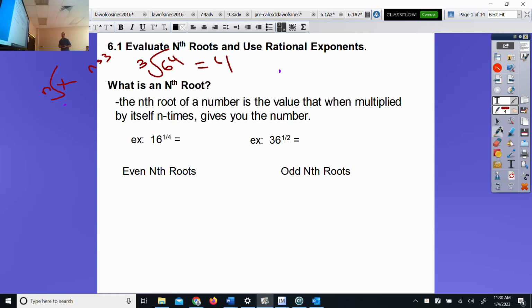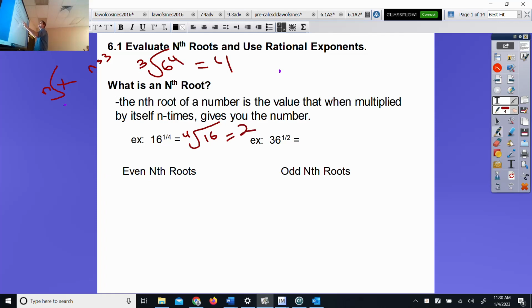So 16 to the 1/4 power, you may not know what that's asking you, but some of you might. Do you know what root it's actually asking you to take of 16? It's asking you to take the 4th root of 16. That's what it's actually asking you. Now you're supposed to think of a number that will multiply by itself 4 times and generate 16. It was 2, but either way. It's 2.